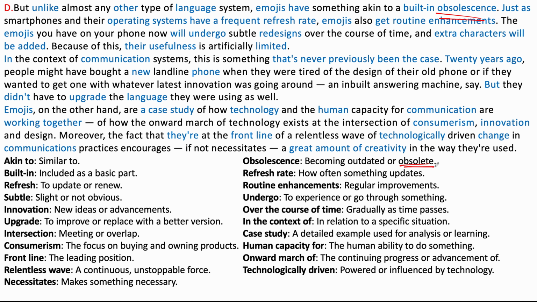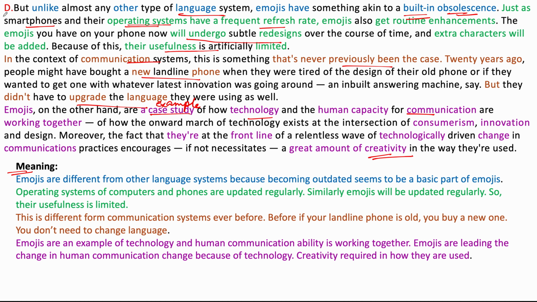It comes from the word obsolete, which means outdated or no longer in use. So the first sentence says that emojis are unique because their tendency to become outdated, or to become obsolete, is built into their nature. This section contains a lot of content. It starts with how emojis are different from other language systems because of their tendency to become obsolete. Then there are examples comparing emojis with other systems such as computers, old landlines, etc.